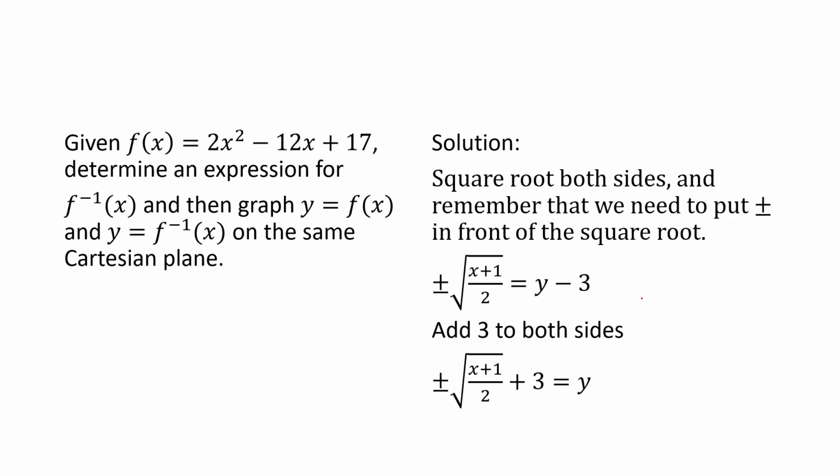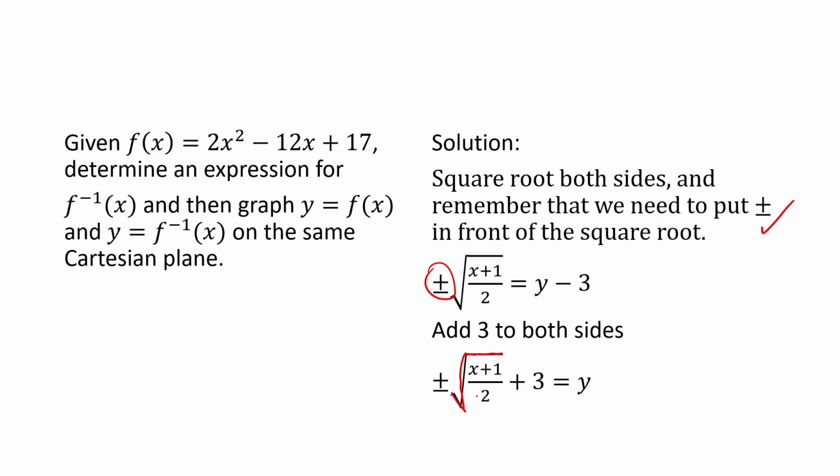Now at this point, we need to square root both sides, but remember, because we're square rooting and solving for something that's being squared, we need to put a plus or minus in front of the square root. So we do that here, and then finally we add 3 to both sides, and we have an expression for y.